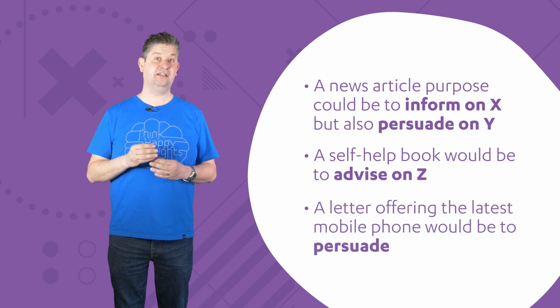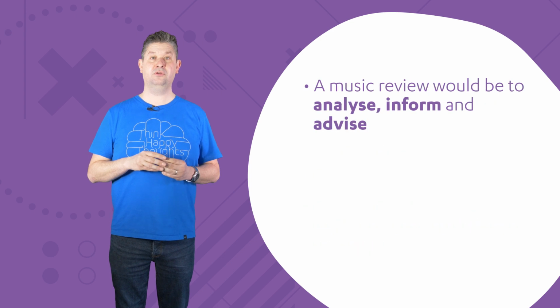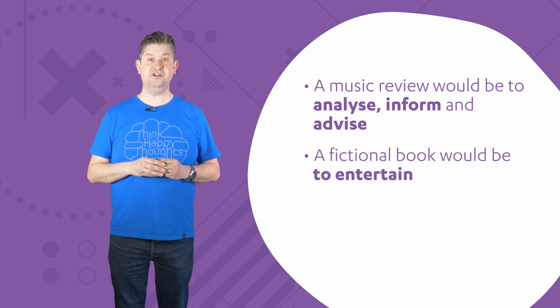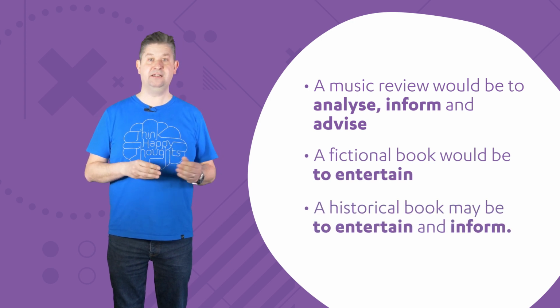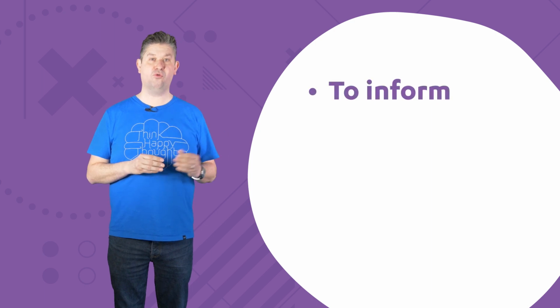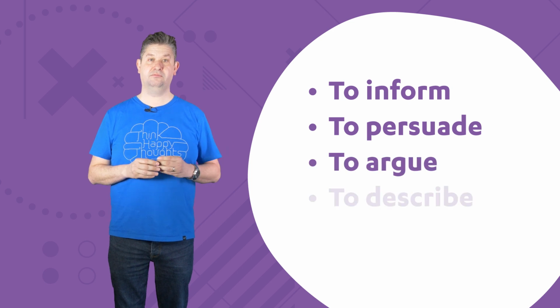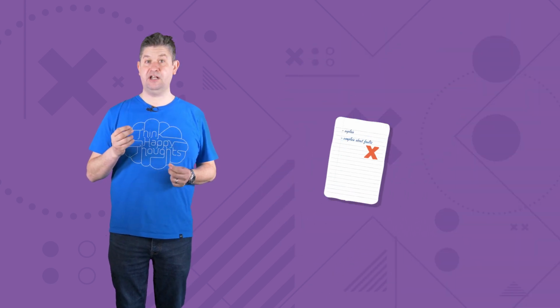A letter offering the latest mobile phone would be to persuade. A music review would be to analyse, inform and advise. A fictional book would be to entertain, while a historical book may be to entertain and inform. Key words to look for are to inform, to persuade, to argue, to describe and to advise. The answer should be more than 2 words. It should explain.